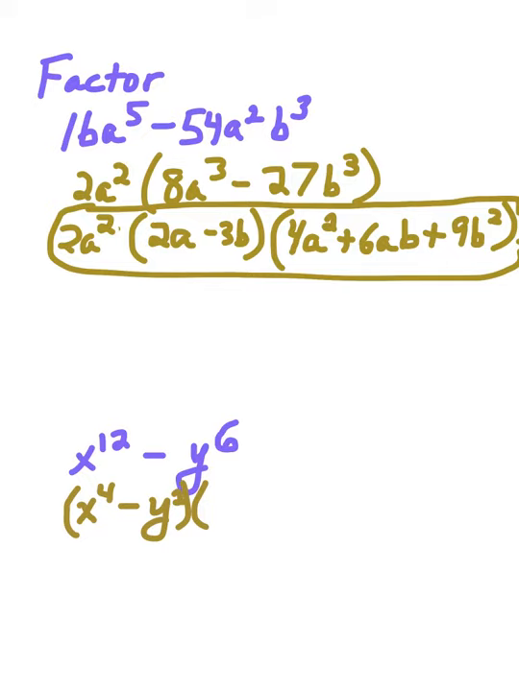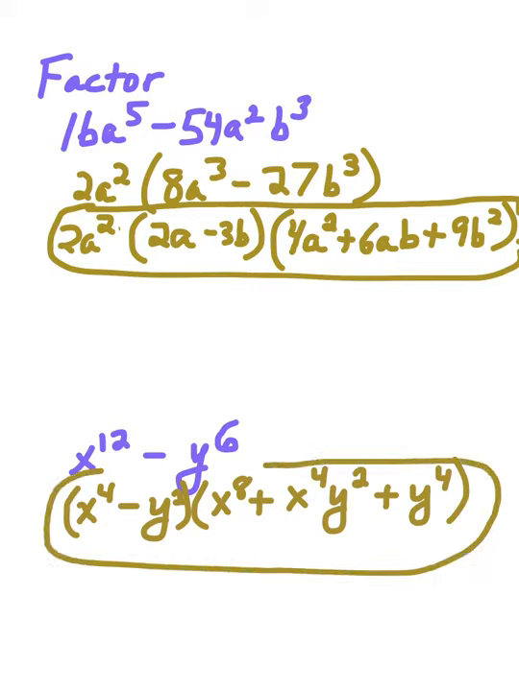And then I have this a squared this time would be x to the 8th. And then plus xy would be x to the 4th y squared. And then plus y squared would be y to the 4th, since y is y squared in this one. And there we have it.